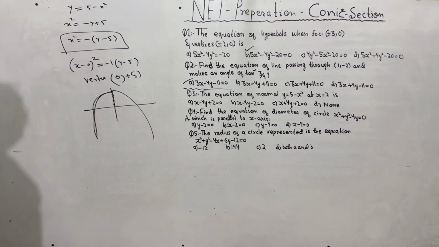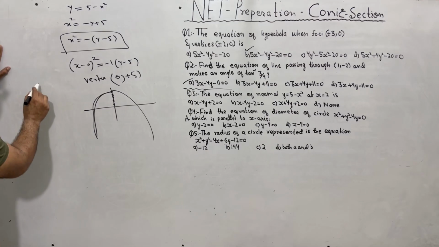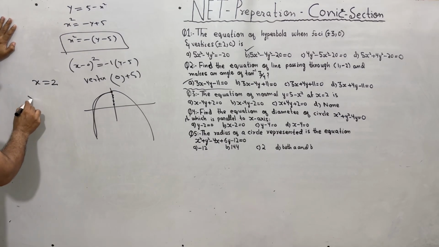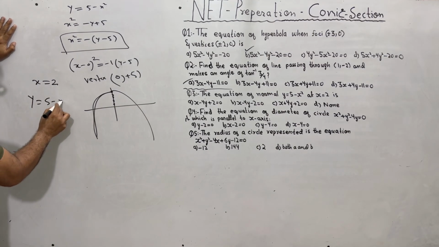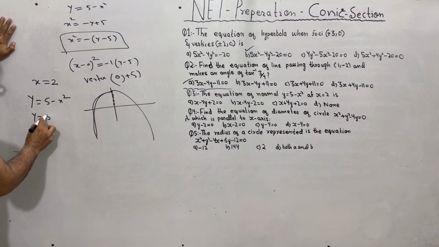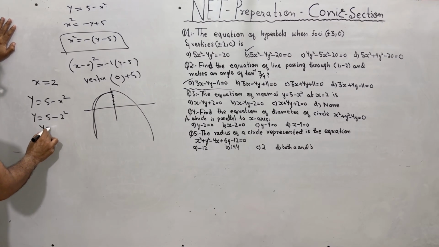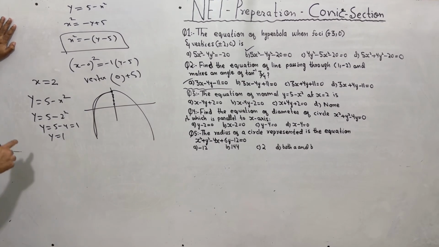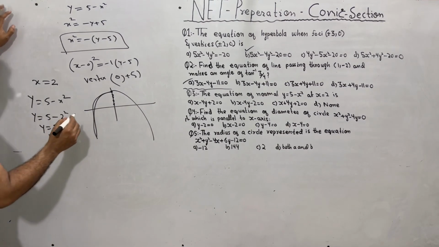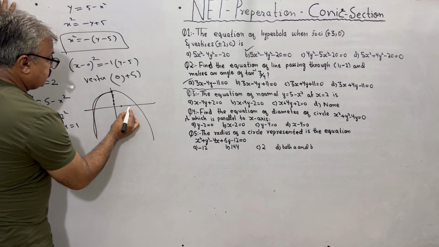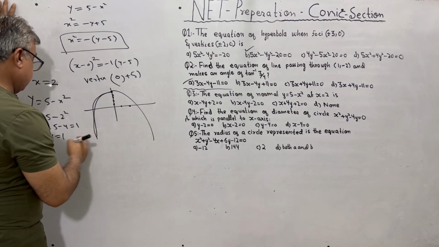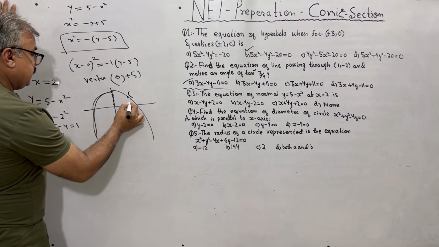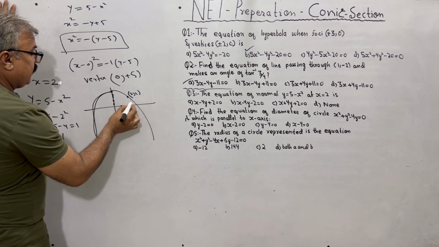Now we have been given a point, that is x is equal to 2. Put that in the equation to get y, we have y is equal to 5 minus x square. y is equal to 5 minus 2 square, 5 minus 4, 1. So y is equal to 1. The point is x is 2 and y is 1, somewhere here we can mark it. That is our point, 2 comma 1.